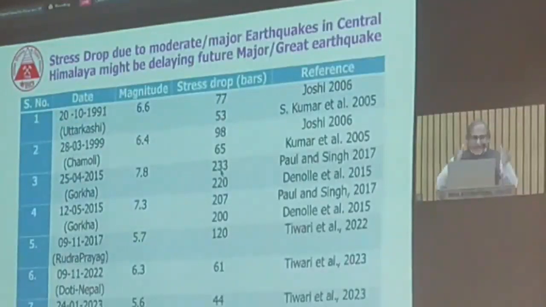But in the last 125 years, we have experienced some major earthquakes as well as moderate earthquakes, and we have seen for each and every earthquake, there has been some sort of stress drop. Stress drop means it is releasing energy. But the release rate of the energy is much less than the accumulation rate of the energy which has taken place in the Kumaon Garhwal Himalayan region. So we suspect this region has a sufficient amount of energy which can be released in the form of a major earthquake or great earthquake in future. But again, we do not know when, and we do not know how much of that energy will be released.